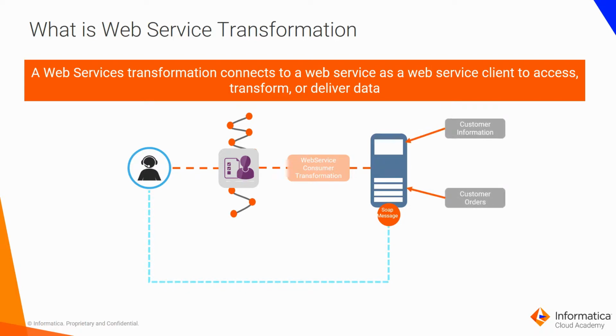The web service transformation extracts one row of customer information and multiple rows of orders from the response message for each customer. In Informatica Developer, you can create a mapping that includes a flat file source, the web service transformation, and the target customer and order tables.